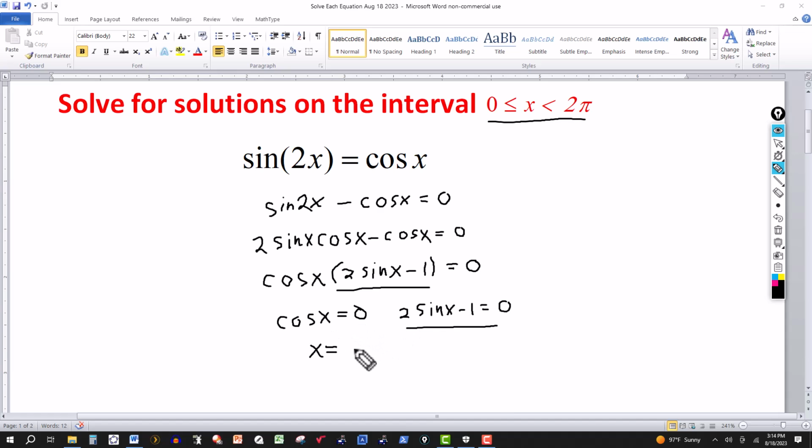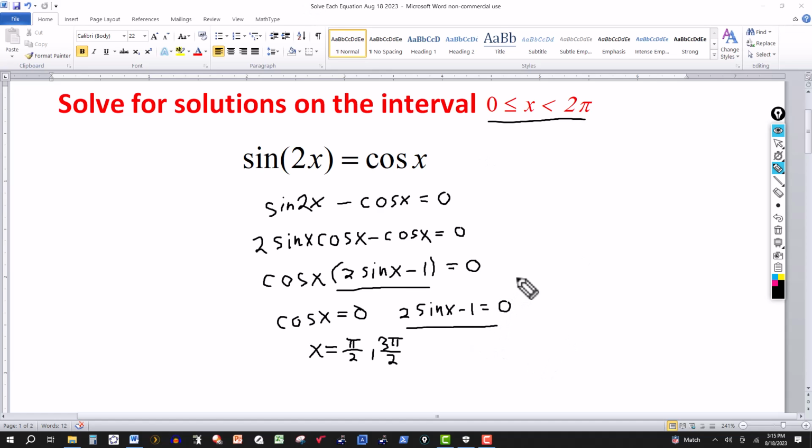But in this case, we know, using a calculator or just by knowing it, the cosine of 90 is 0. Remember, we want angles in this interval from 0 to 2 pi. So 90 degrees or pi over 2 has a cosine of 0, so this is going to work. 270 degrees will also work. Cosine of that will be 0, or 3 pi over 2.